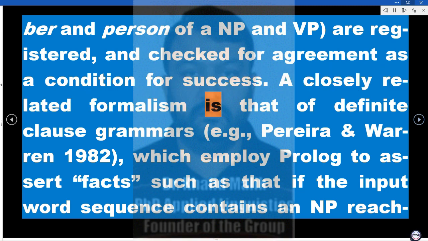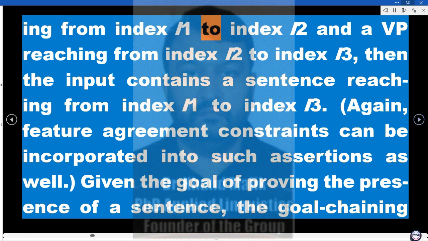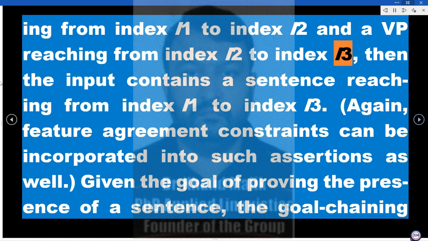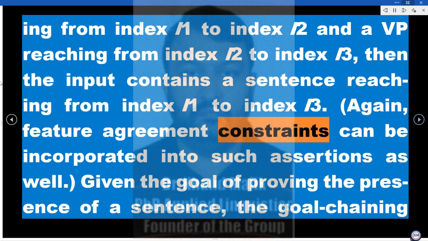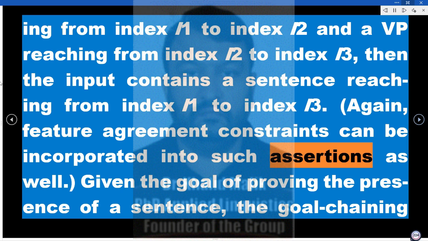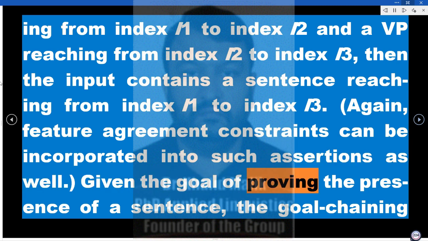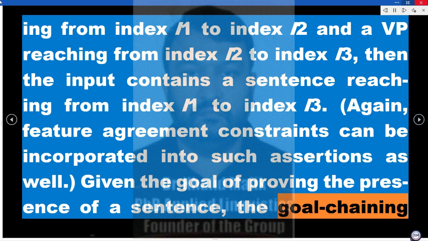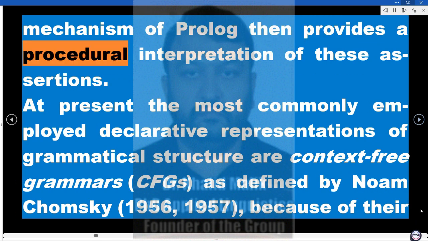A closely related formalism is that of definite clause grammars, for example, Pereira and Warren 1982, which employ Prolog to assert facts, such as that if the input word sequence contains an NP reaching from index i1 to index i2 and a VP reaching from index i2 to index i3, then the input contains a sentence reaching from index i1 to index i3. Again, feature agreement constraints can be incorporated into such assertions as well. Given the goal of proving the presence of a sentence, the goal chaining mechanism of Prolog then provides a procedural interpretation of these assertions.